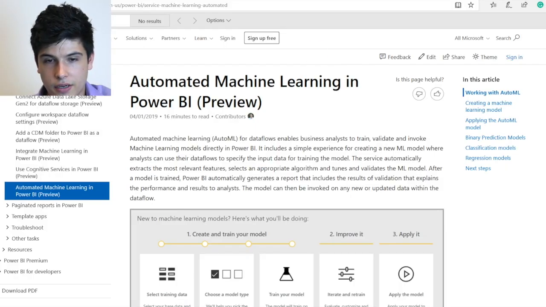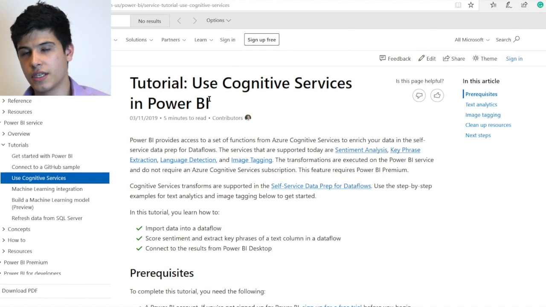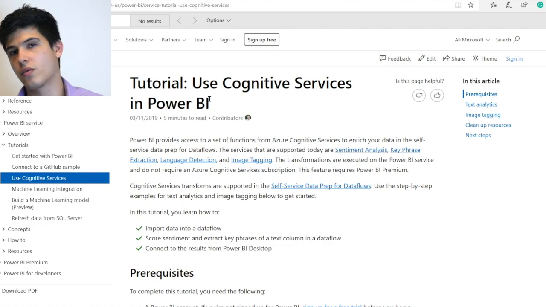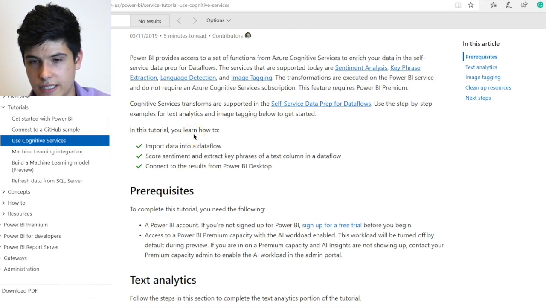The idea behind Microsoft Cognitive Services with Power BI is that they use machine learning to solve common problems, and using an API you can go on to their service and get the results from their trained models. So right now, Cognitive Services with Power BI uses sentiment analysis, key phrase extraction, language detection, and image tagging.